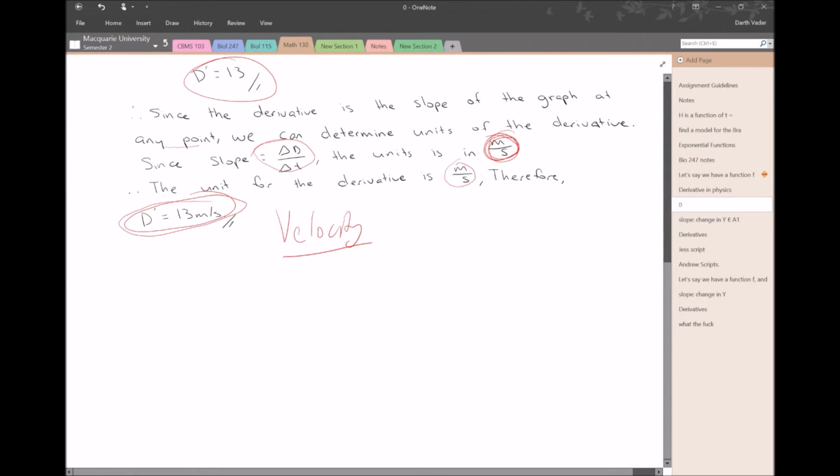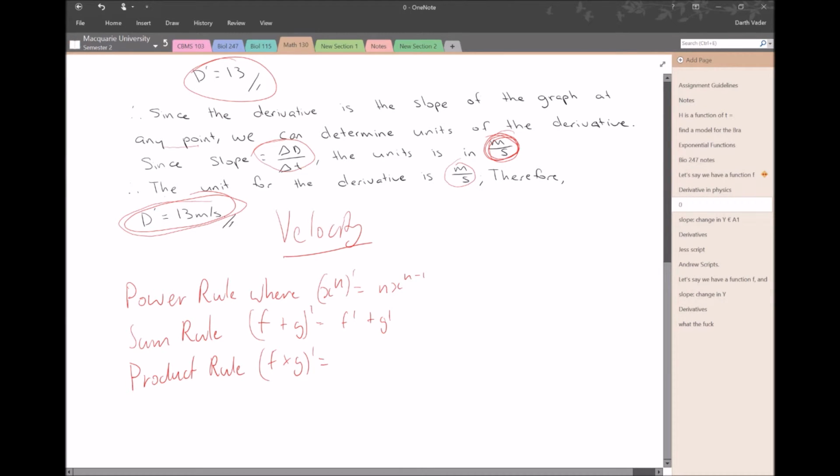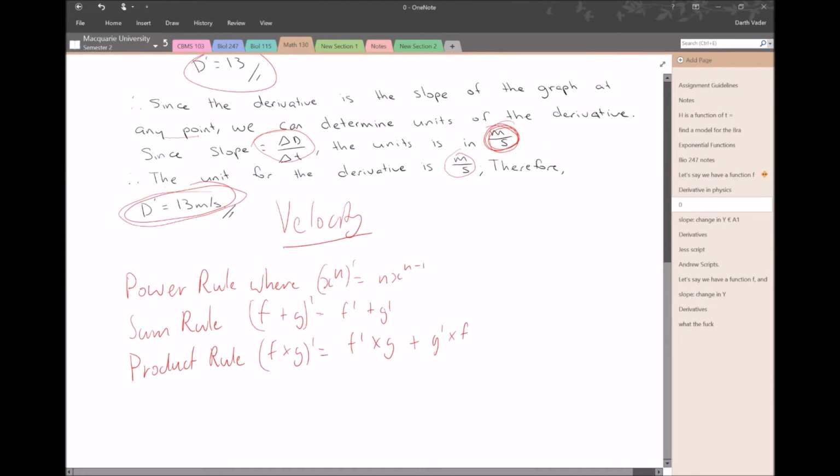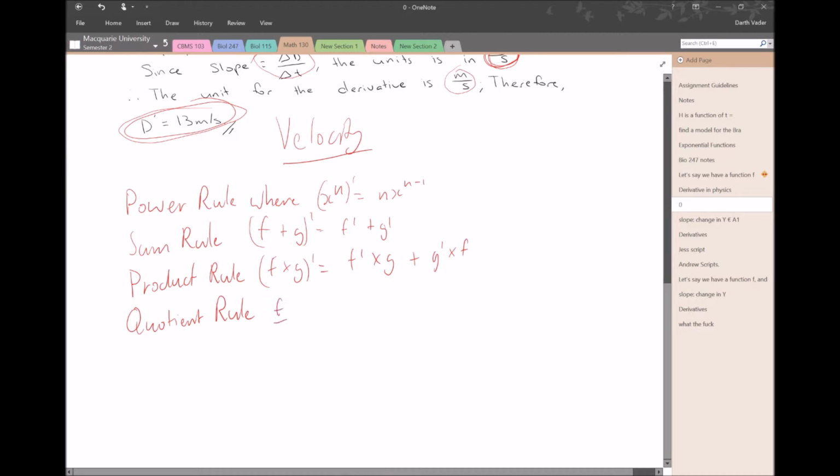We can find the derivatives of functions easily through the use of some rules, such as the power rule, where the derivative of x to the power of n equals n times x to the power of n minus 1. The sum rule, where the derivative of f plus g equals derivative of f plus derivative of g. The product rule, where the derivative of f times g equals derivative of f times g plus derivative of g times f.